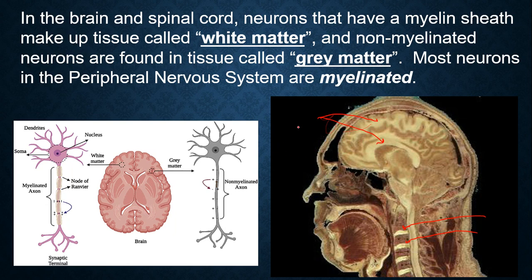Non-myelinated neurons don't appear white. In fact, they appear more gray in color, and that's how they get their name. We call these regions of the central nervous system gray matter. So white matter appears white because of that fatty myelin sheath, and gray matter is gray because it lacks that myelin sheath.